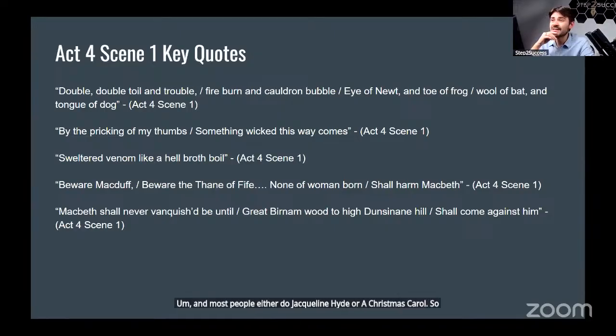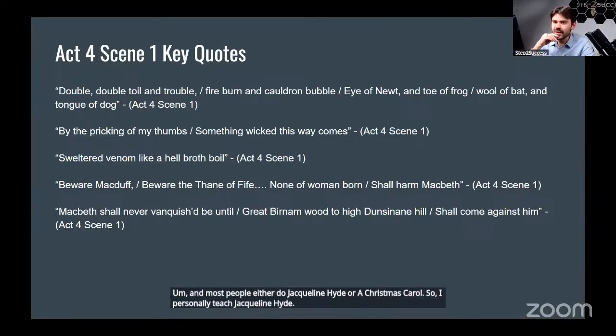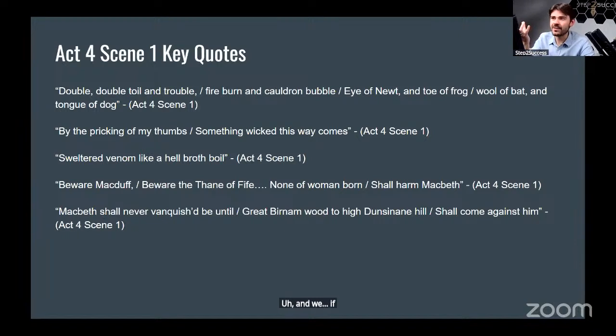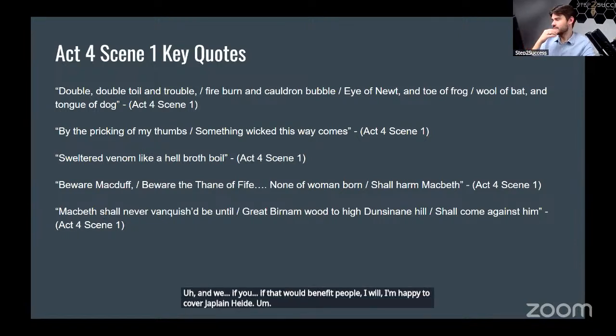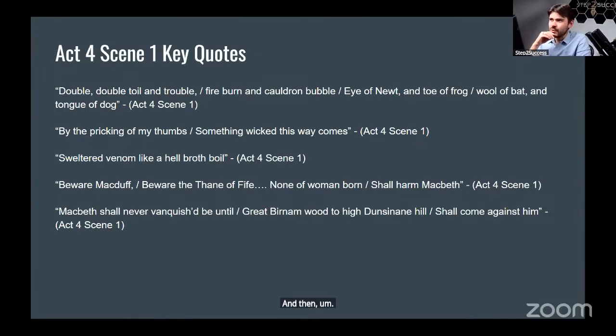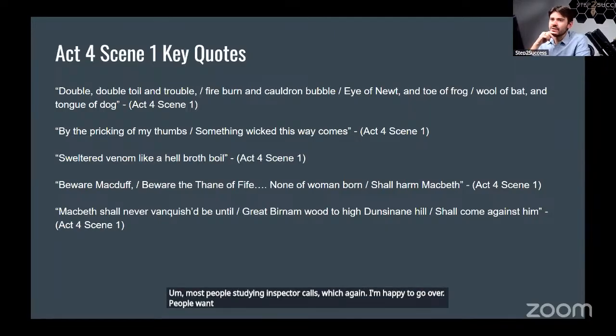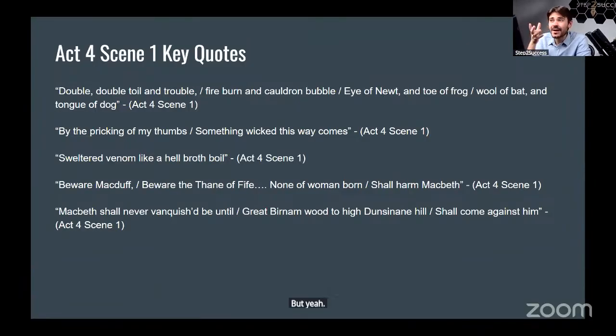So I personally teach Jekyll and Hyde. And if that would benefit people, I will. I'm happy to cover Jekyll and Hyde. I do teach it. And then you will also do a modern day play. So that'll be the crime genre. Most people study An Inspector Calls, which again, I'm happy to go over if people want. And then poetry, which you'll either do war or love poems. But yeah, in terms of Shakespeare plays, most people study Macbeth.